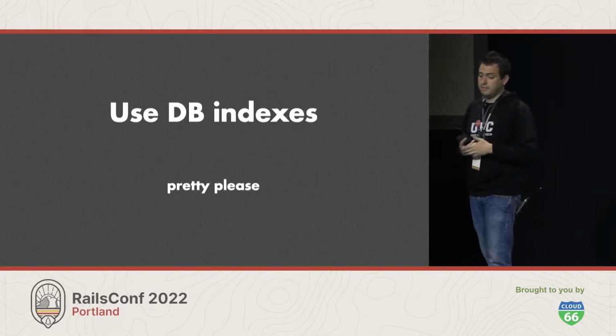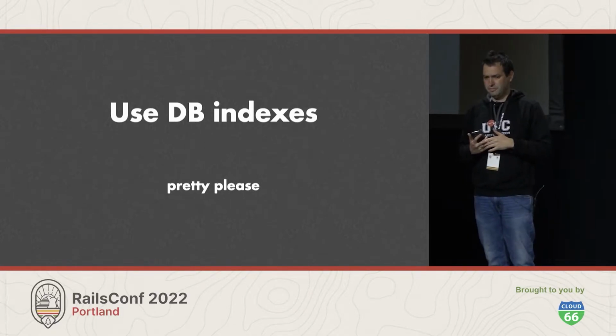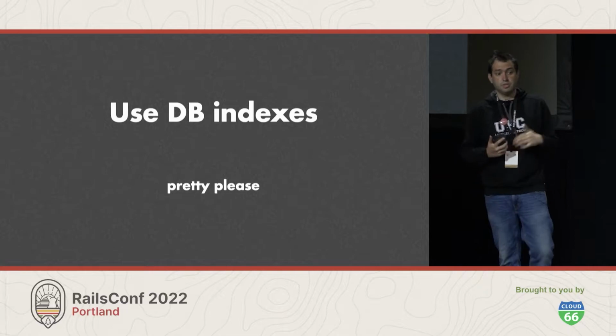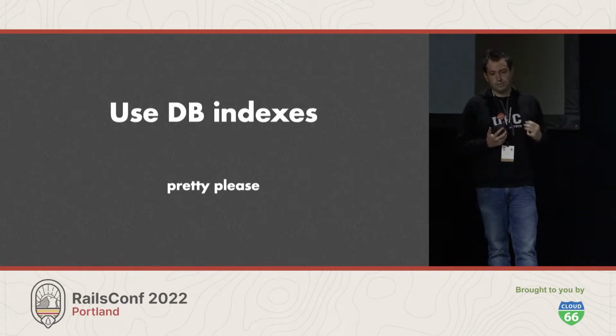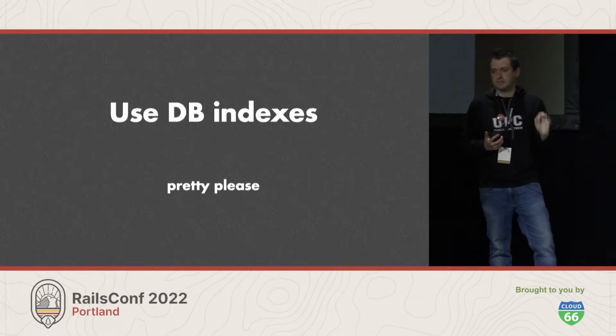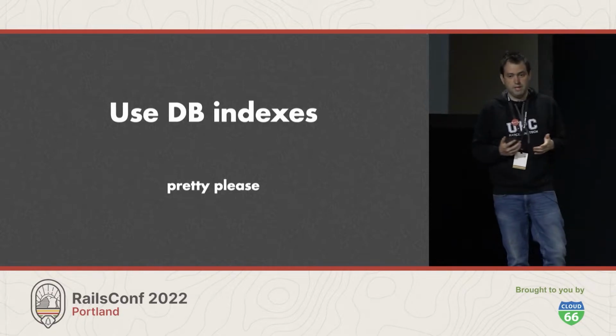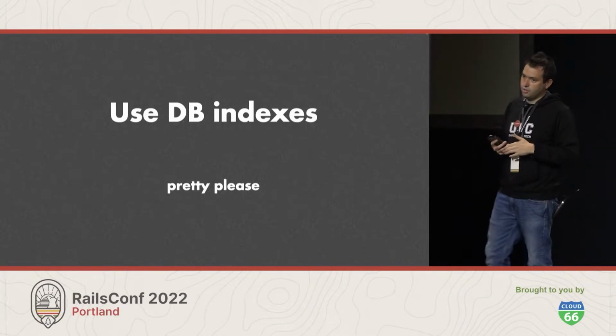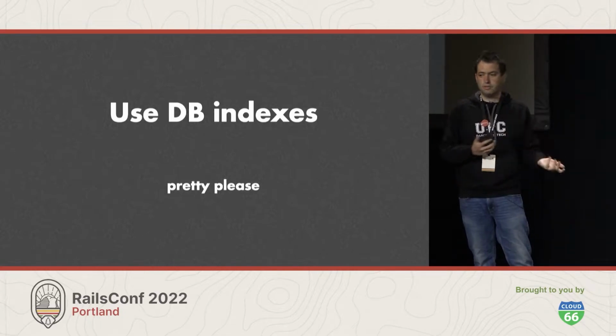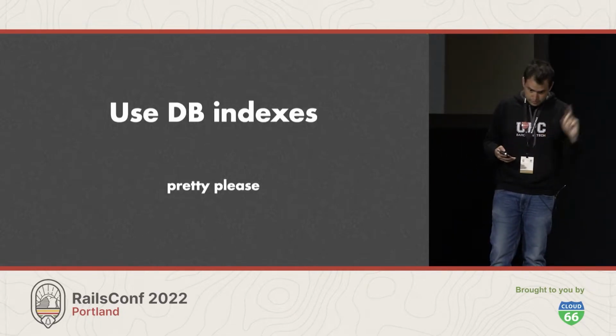The other thing I believe is very basic, but is probably even more important than N+1s, is using database indexes. I almost never found a good reason to not have a database index that is fine-tuned for your particular query. It may make writes slightly slower, but typically when you have a Rails application, you are much heavier on reads than on writes, so it's going to be worth it.